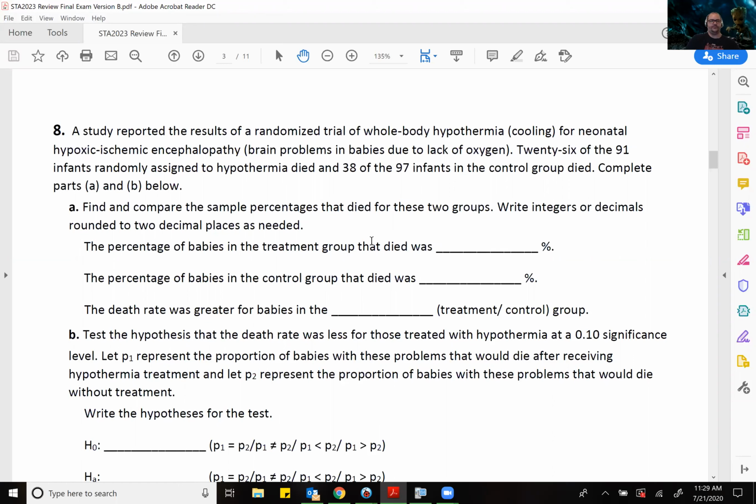All right, so part A says, find and compare the sample percentages that died for these two groups. So that just means we want to do a little bit of math here. So we know that we had one group that was in the hypothermia.